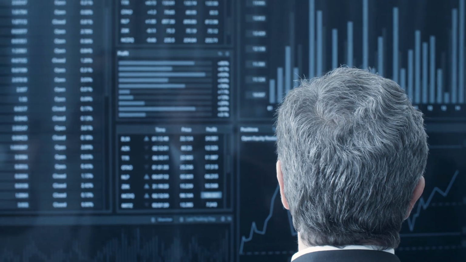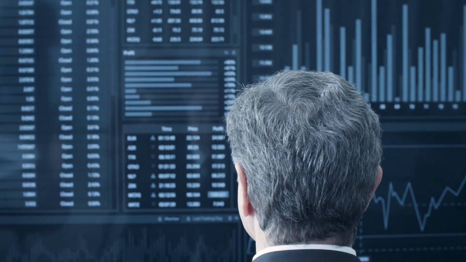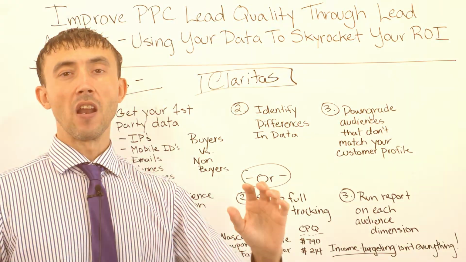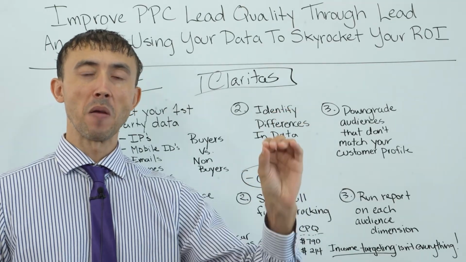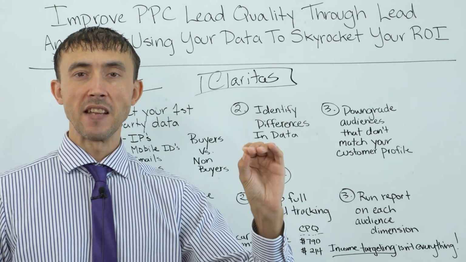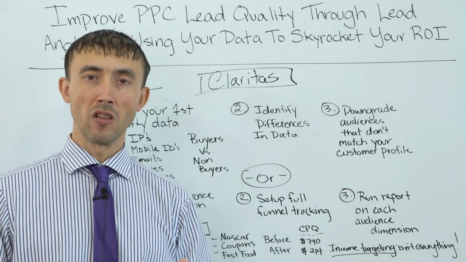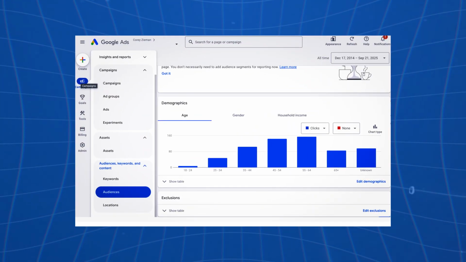Of the people that are turning into a qualified lead, which traits do they have? What do they not have? And then I was able to downgrade or upgrade my bids accordingly based upon that data. I was able to do this in addition to the demographics data I was getting itself.